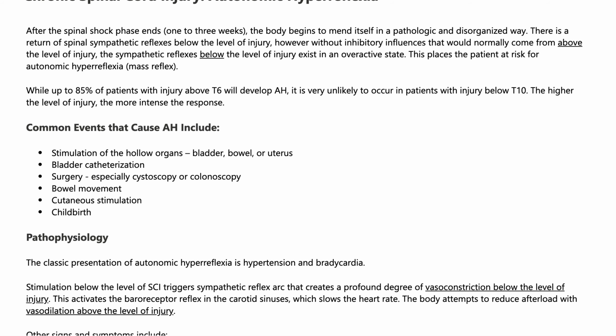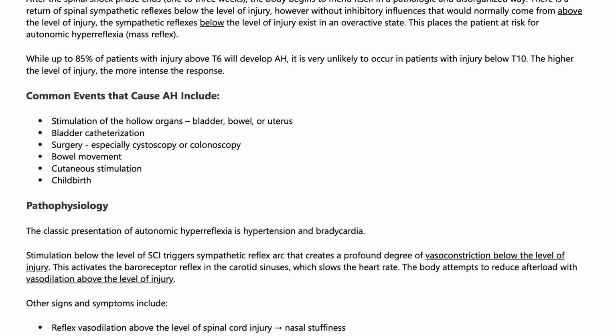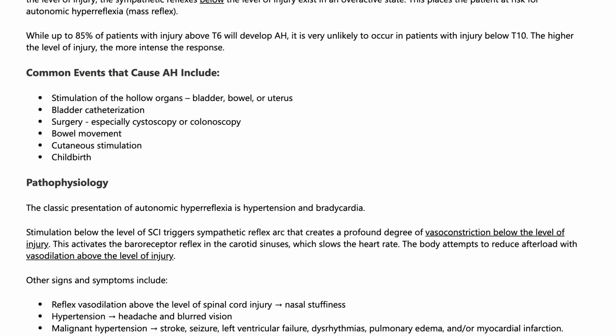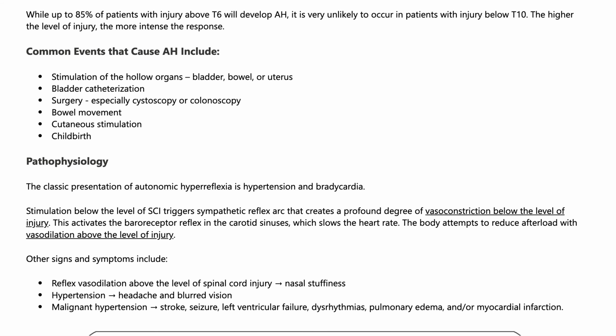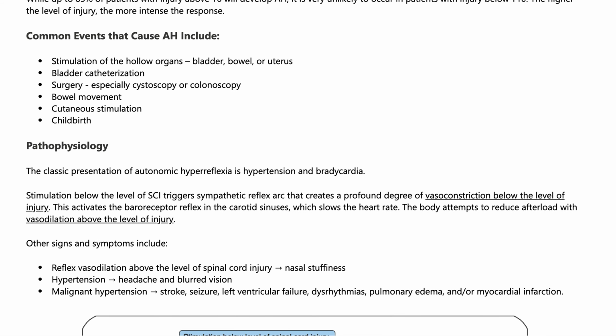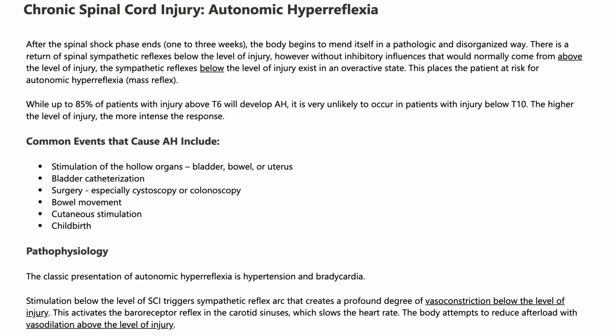While up to 85% of patients with the injury above T6 will develop autonomic hyperreflexia, it is unlikely to occur in patients with an injury below T10. The higher the level of injury, the more intense the response. Common events that cause autonomic hyperreflexia include stimulation of the hollow organs, meaning bowel, bladder, or uterus, bladder catheterization, surgery, especially cystoscopy or colonoscopy, bowel movement, cutaneous stimulation, and childbirth. So those are common events that cause autonomic hyperreflexia.